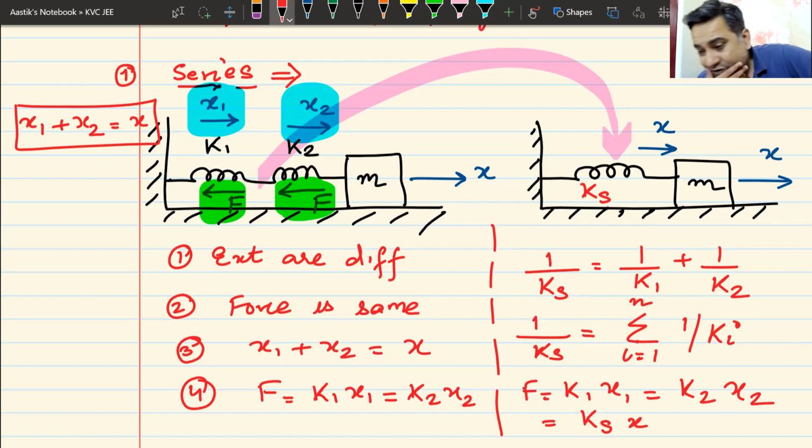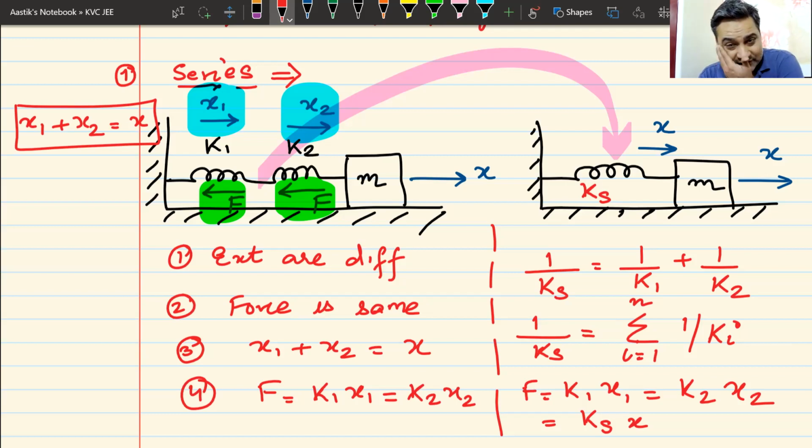I have replaced the combination of springs by one spring. The spring constant of that spring is Ks. You can call it K whatever, or K equivalent. How do I get the value of this Ks? 1 by Ks will be equal to 1 by K1 plus 1 by K2. If you have more than two springs, just keep on adding 1 by K plus 1 by K plus 1 by K and so on.